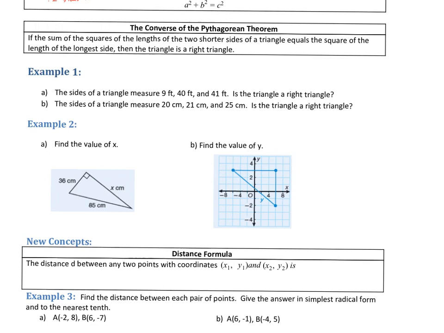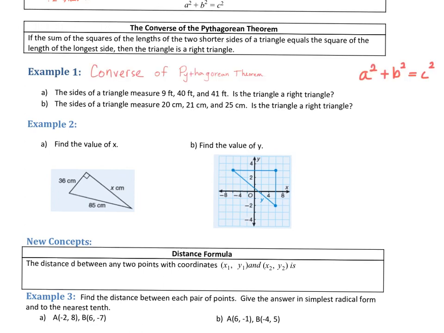So sometimes we're given three measures and we're not sure if it's a right triangle. Well, here's an easy way to check. This can also be used in construction or architecture to check to see if you have measurements equaling 90 degrees.